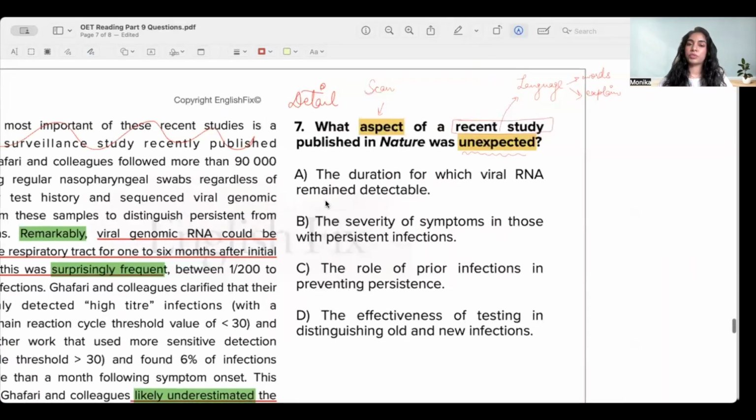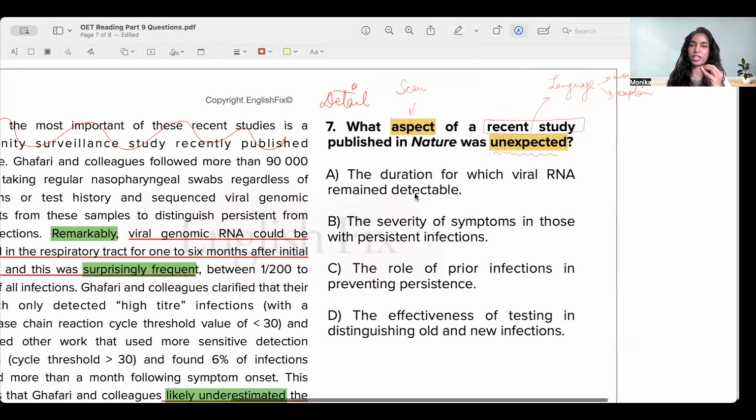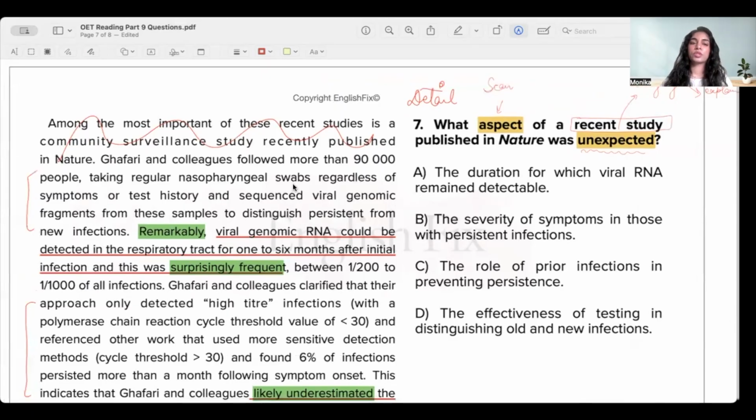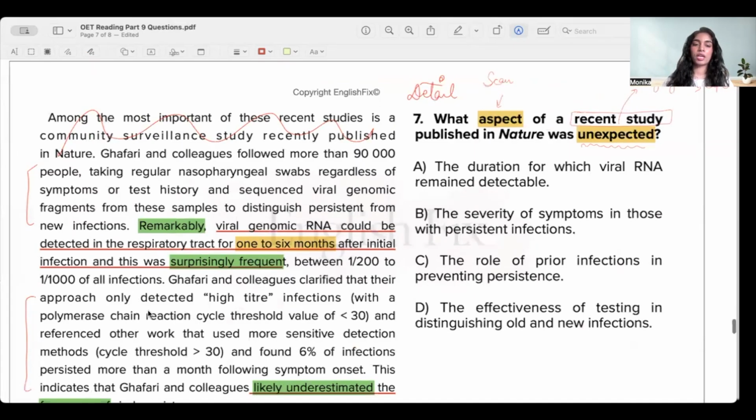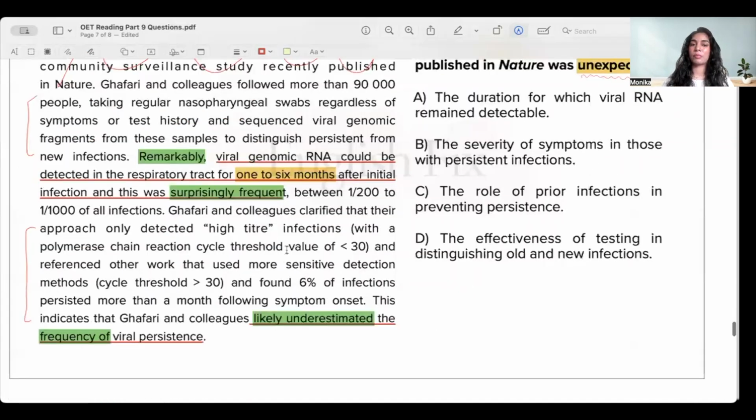First of all, answer option A says the duration for which the viral RNA remained detectable. Now, this is way too much detail. It's a detailed question, but it's too much detail. I need to check. Okay, so they are saying here this could be detected in the respiratory tract for 1 to 6 months. 1 to 6 months is in duration. Yes, it is very much so. So 1 to 6 months is important. After initial infection, this was surprising. Duration. Okay. Underestimated the frequency. That's what they meant here.